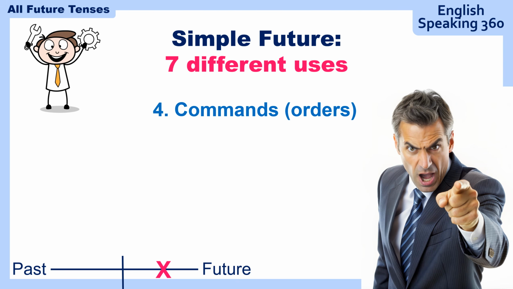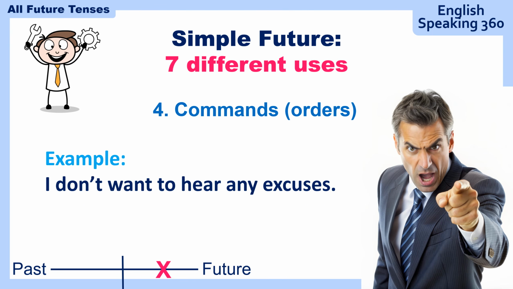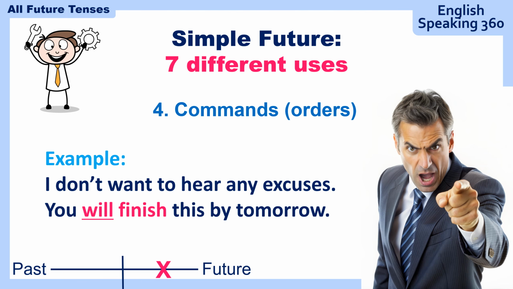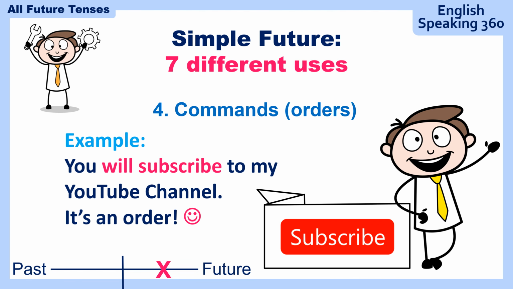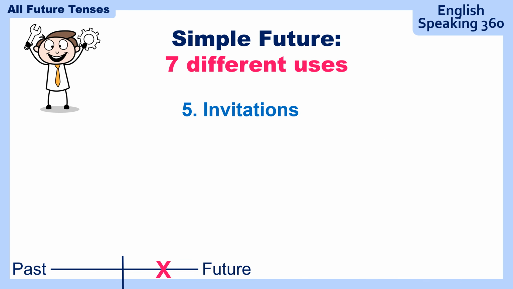Number 4, a command or an order. You see the picture, the guy is your boss, right? So the boss says, I don't want to hear any excuses. You will finish this by tomorrow. You will finish this means I am ordering you to finish this job by tomorrow. Here's another example. You will subscribe to my YouTube channel. It's not really an order, but you should subscribe.